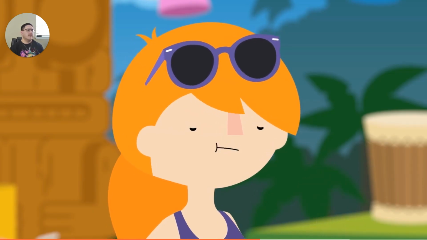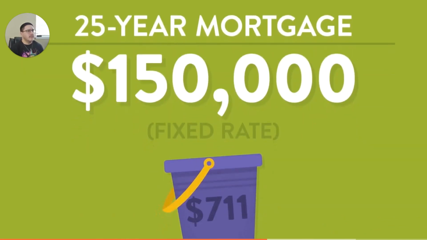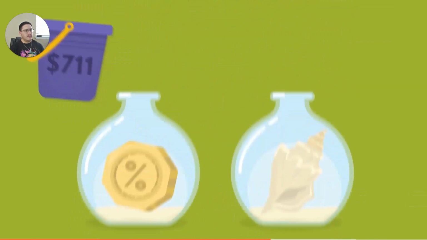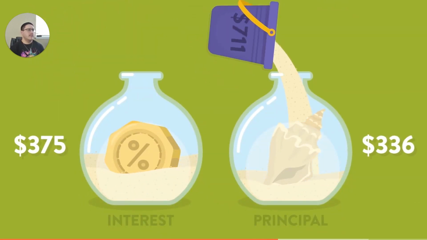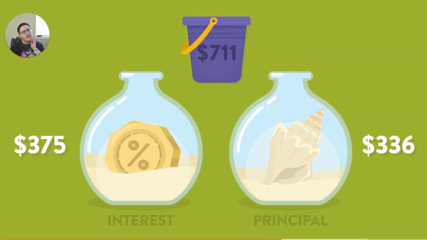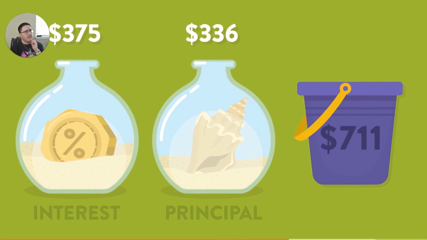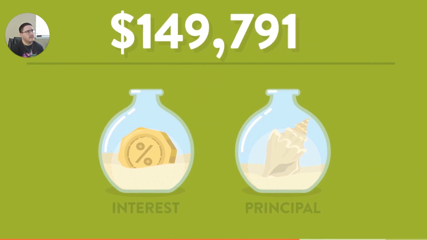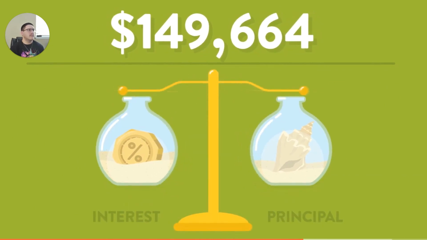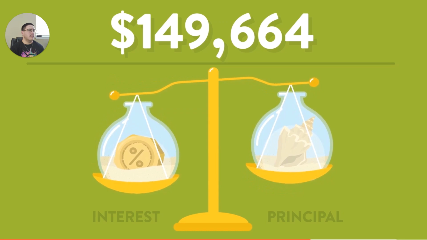What? Let's say you take out a 25-year mortgage for $150,000. It's a fixed rate, so you're paying $711 a month. In your first payment, $375 will go towards interest, and only $336 will go toward your outstanding balance. So even though you've made a payment of $711, your balance has only decreased by $336. The following month, because your outstanding balance is now $149,664, the interest portion of your monthly payment will also be slightly lower, and the principal portion will be slightly higher.